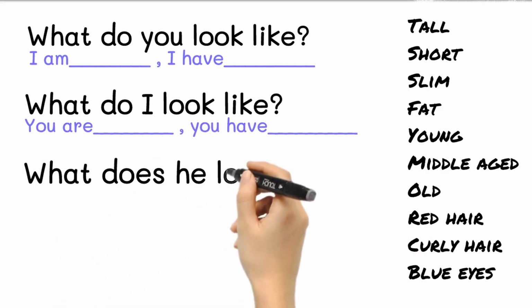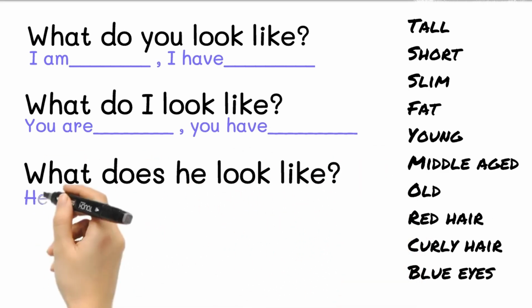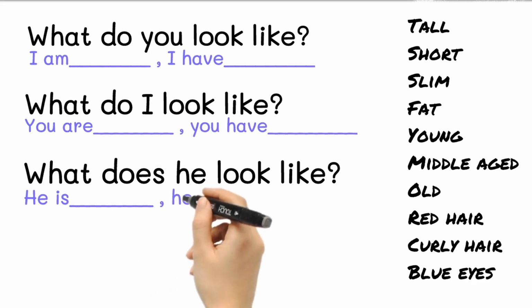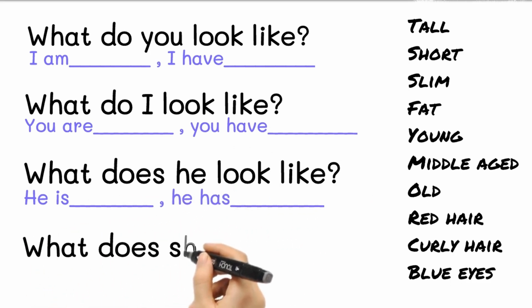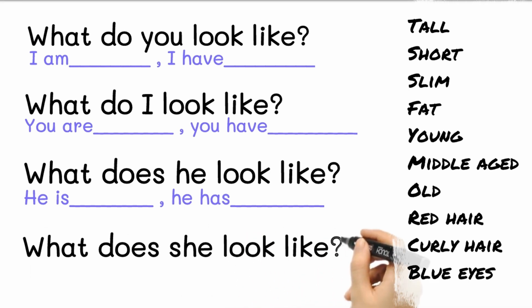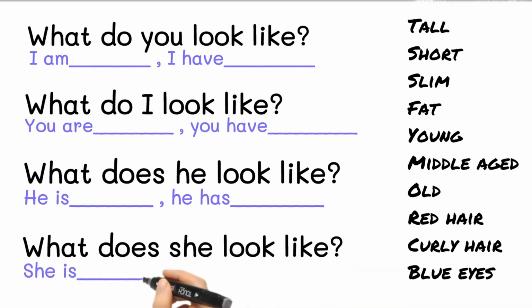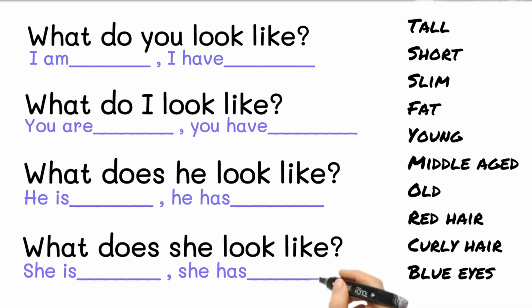What does he look like? What does he look like? He is, he is. He has, he has. What does she look like? What does she look like? She is, she is. She has, she has.